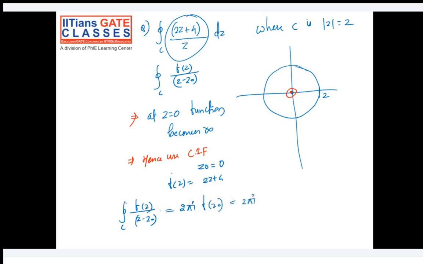f of z naught means f of 0, since z naught is 0. f of z is 2z plus 4, so f of 0 is 2 into 0 plus 4, which is 4. 2 pi I into 4 is 8 pi I. I hope you are following it.